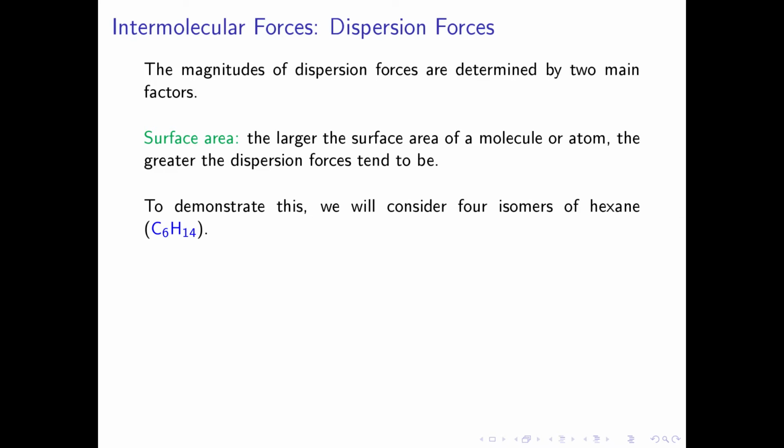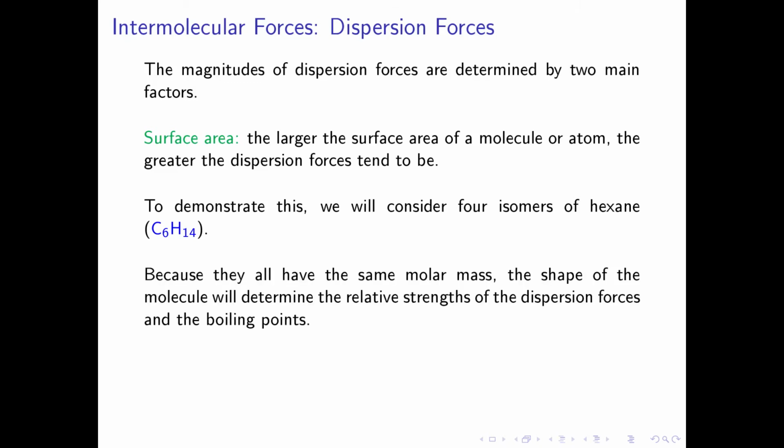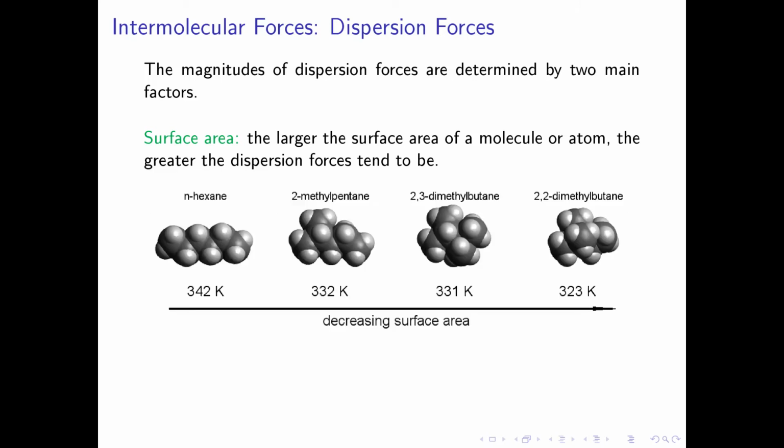To demonstrate this, we will consider 4 isomers of hexane, which has a molecular formula of C6H14. Because they all have the same molar mass, it will be the shape of the molecule that will determine the relative strengths of the dispersion forces, and therefore the boiling points. We begin on the left with n-hexane, which is just a sequence of carbons and hydrogens in a straight chain. Because this is a very rod-like molecule, it will experience the greatest amount of dispersion forces. Its boiling point is 342 Kelvin.